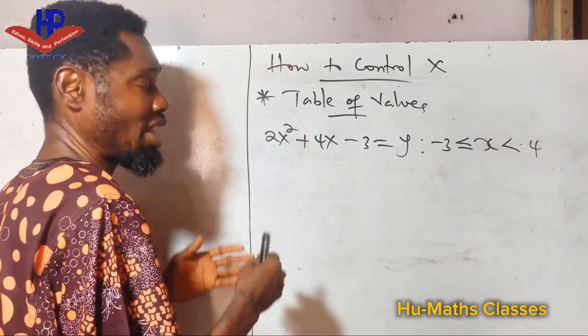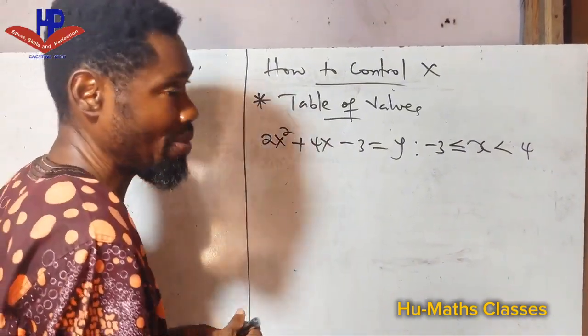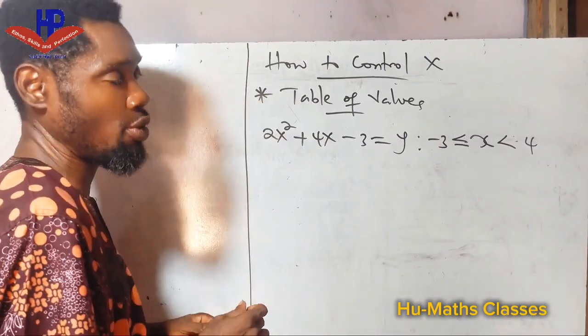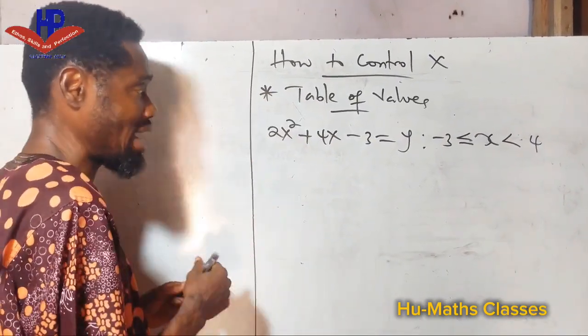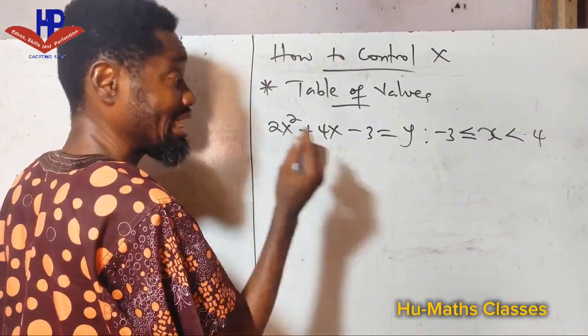We're not dealing with table of values today, but I'm only using that to help us understand how to control the independent variable to help us get the corresponding values of the dependent variable, which is y. That's what I'm doing right now. So we're going to have the values of x written down in a tabular form.